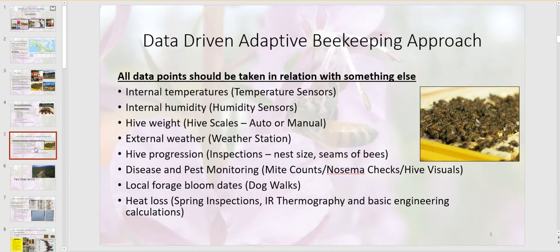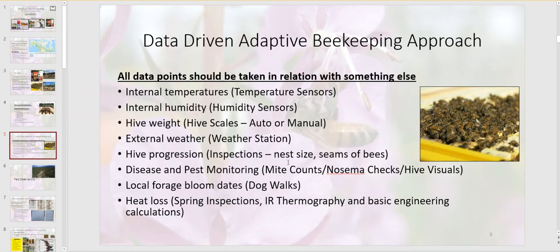I'm an engineer. I do reliability engineering, process type stuff, so I use data a lot in my work. I typically need data relating to something else, hence the reason I collect multiple points. I've got internal temperatures, humidity, hive weights, and external weather via my weather station. I do inspections, so it gives me an idea of what's going on in the hive.